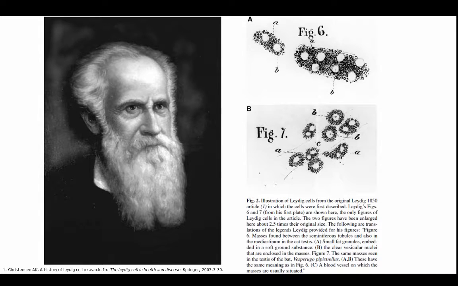This is Franz Leydig, who discovered the Leydig cell in 1850, so 46 years before the subsequent discovery of the Reinke crystal. And as you can see, the histologic preparations at this time were not as good, so discovering the Reinke crystals would be tough.